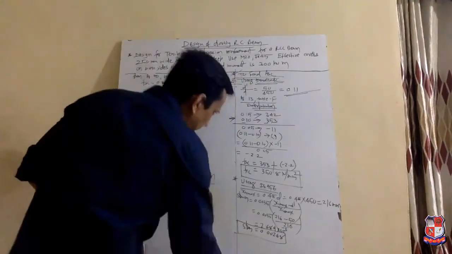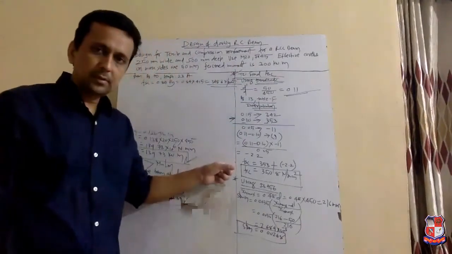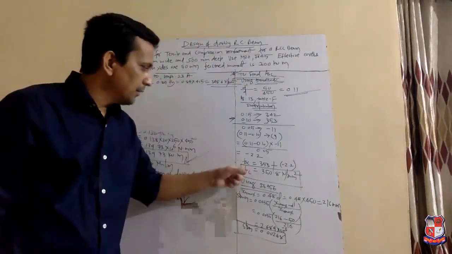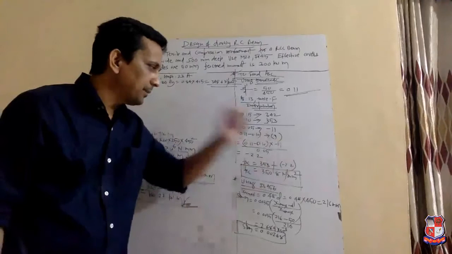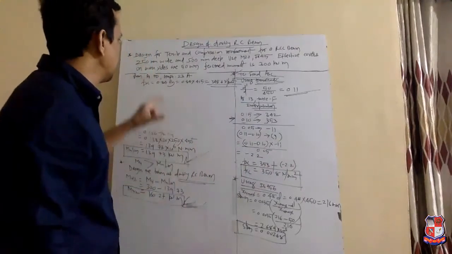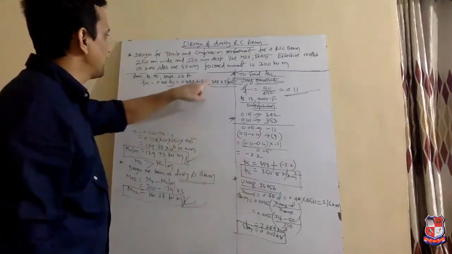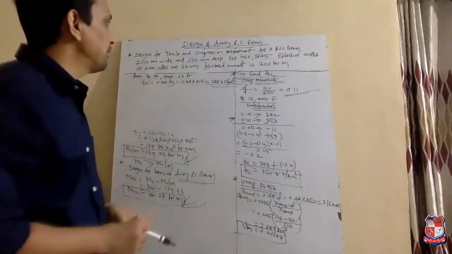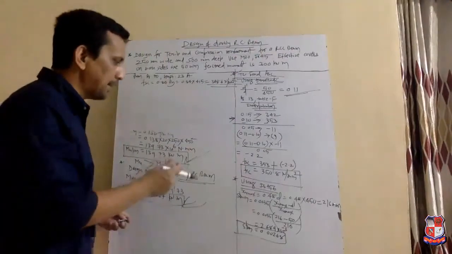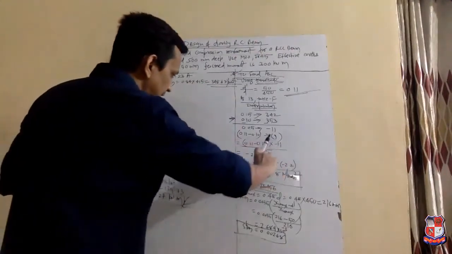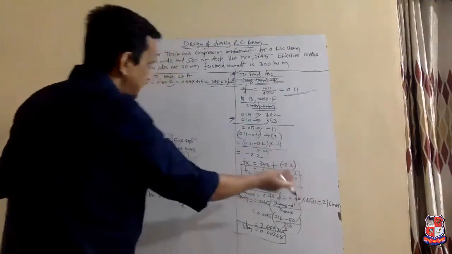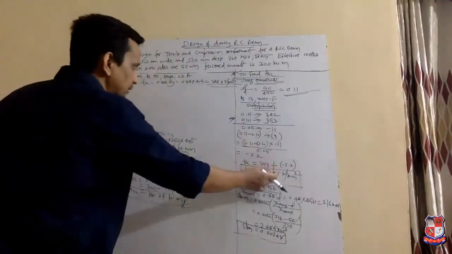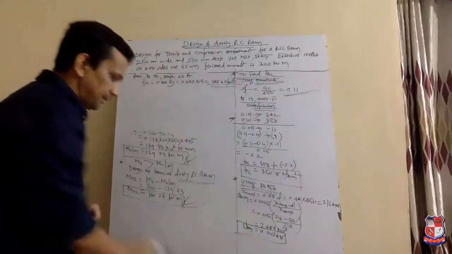See, using handbook, the value of FSC has come 350.8 Newton per mm square, and using IS 456, the value has come 348.6 Newton per mm square. The difference is not much, so you can use either this value or this value, right?